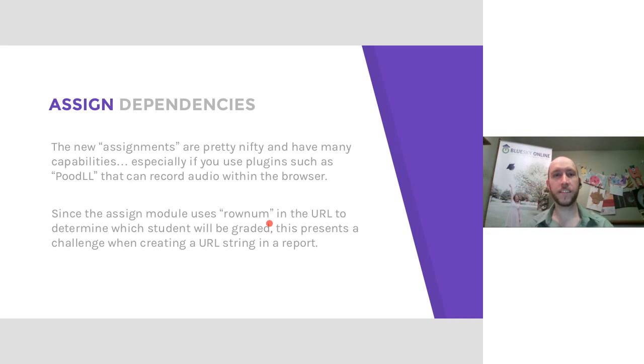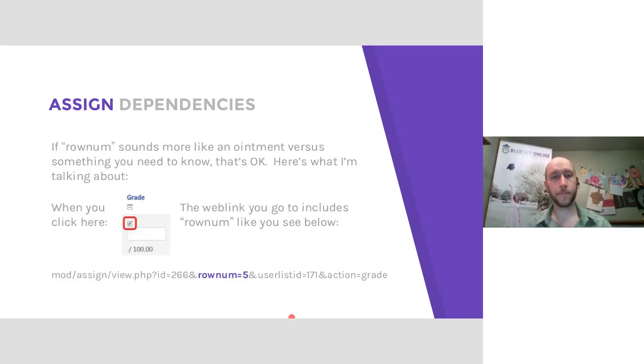But with Assign, it's not so easy because in that whole smushed together link, you've got some variables such as this rownum that's not something that exists in the Moodle database. And because of that logic, it makes it a little bit tricky to work with. So what am I talking about? I know this sounds kind of like a funny variable, but the rownum is something that looks like this here in the URL string.